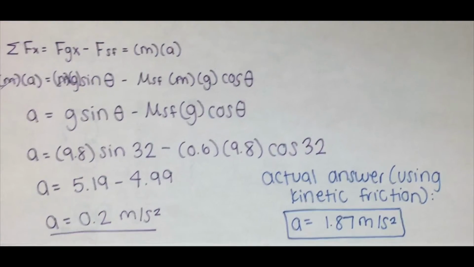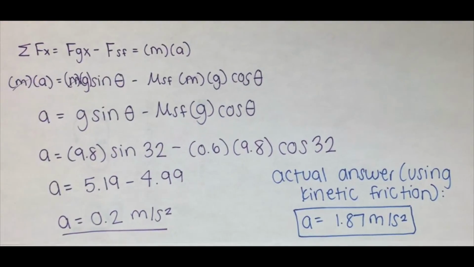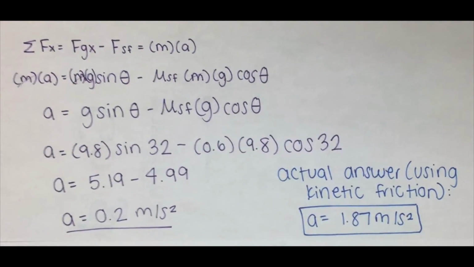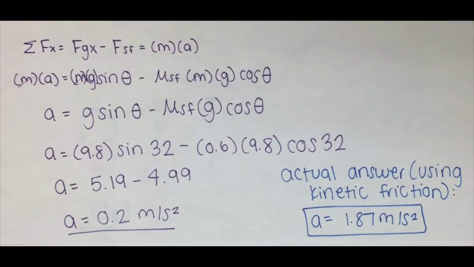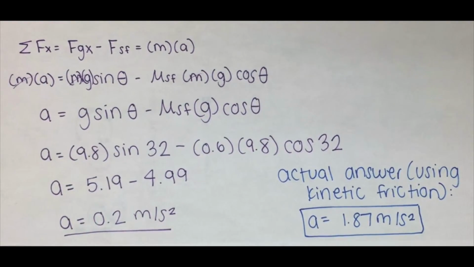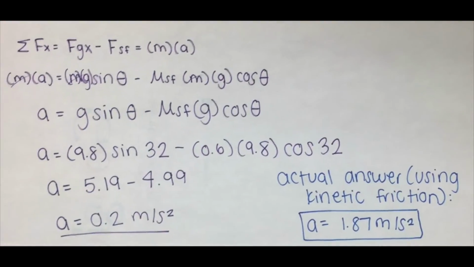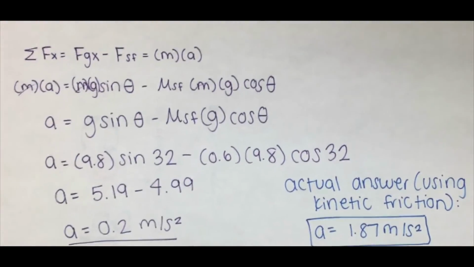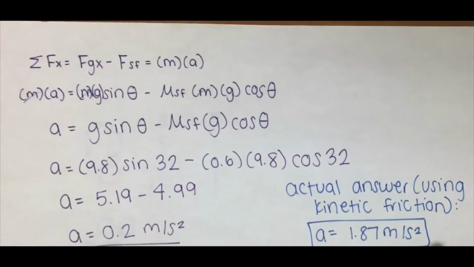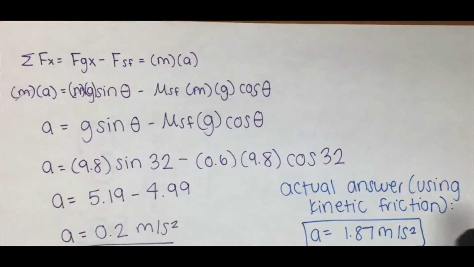One misconception in this part of the problem would be the use of static friction instead of kinetic friction. Because the string was cut, the crate holding the piano is now in motion, making the friction kinetic instead of static. And as you can see here, when you use static friction, you'll get a different acceleration than what you would if you use kinetic friction, which is the correct answer.